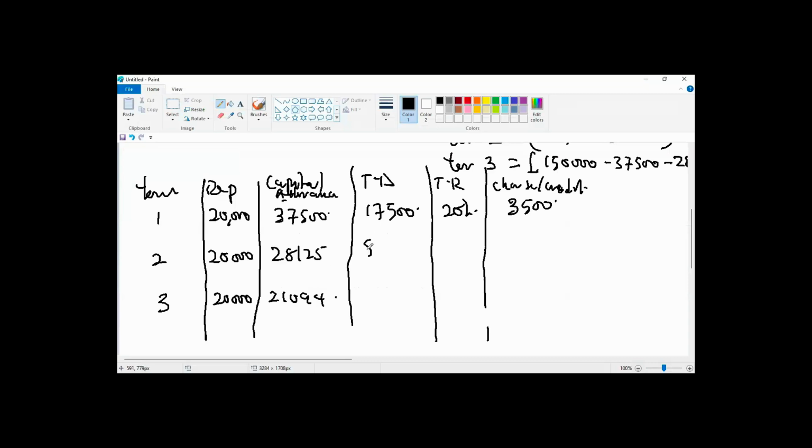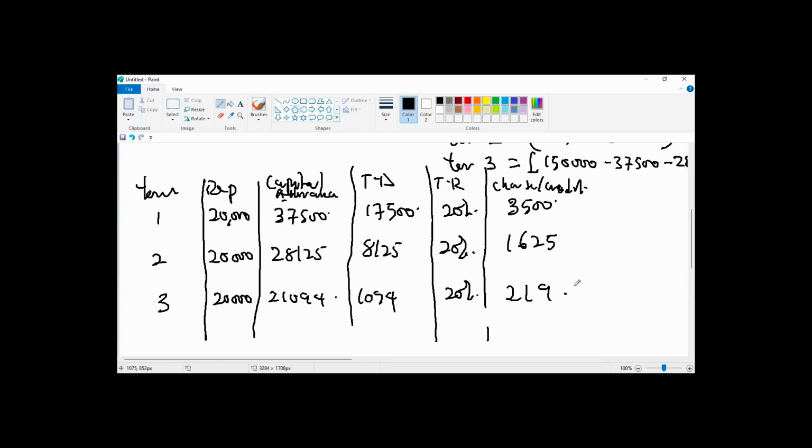Then this one will give me 8,125, 20%. Is it a charge or credit? When depreciation is less than the capital allowance, it's a charge. Charge of how much now? 20% times 8,125, 1625. Then this one will give 1094, 20%, 219.